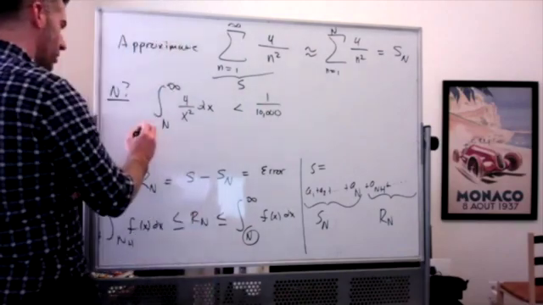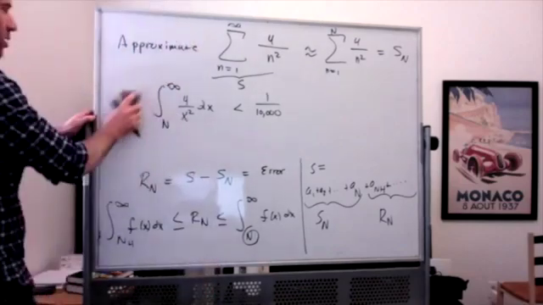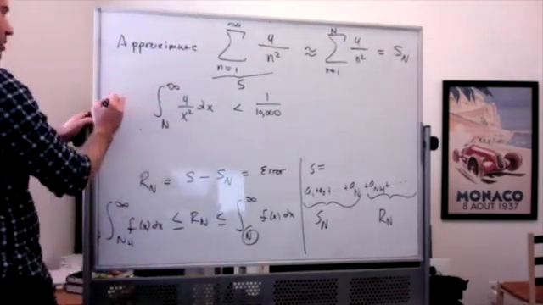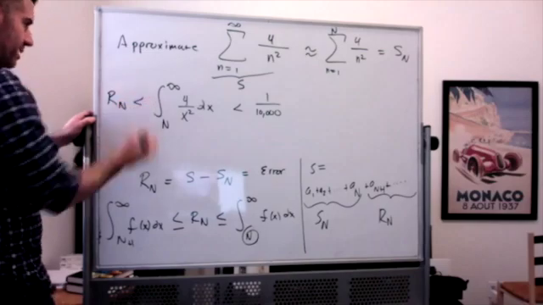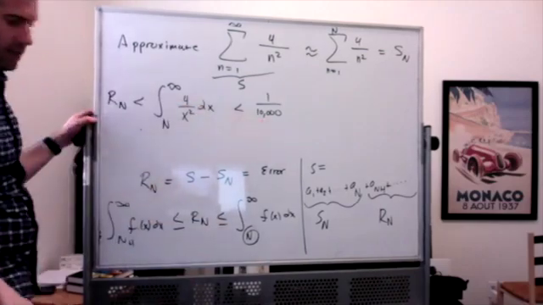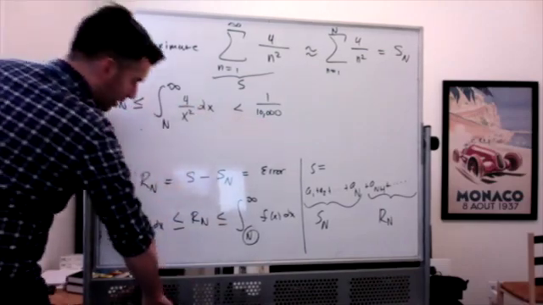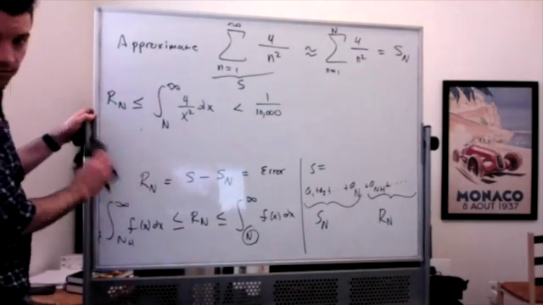So we're saying that we know that our remainder is less than this, and this is less than that. That's the whole idea. Okay, I think I can write some of this down here.